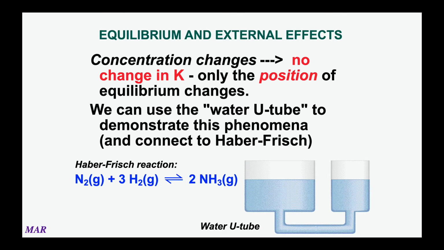We're going to look at several examples here, and let's use the Haber-Bosch process as an example, where we have nitrogen and hydrogen making ammonia. And notice how with the N2 and H2, there's a total of 4 moles on the reactant side, and on the product side, 2 moles of ammonia, 2 moles of product.